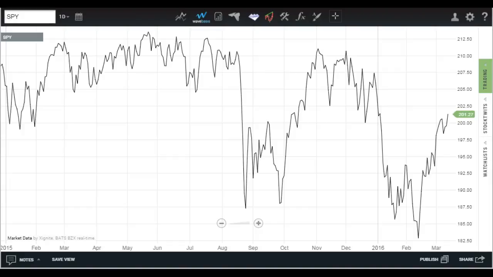Today is Friday, March 11th. I want to take a look at oil and stocks. We hear a lot about how oil is really driving stock direction with a high correlation. So let's take a look at that.